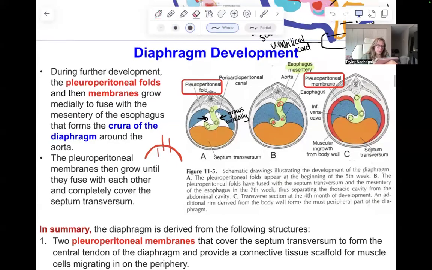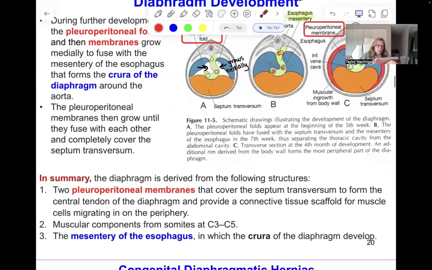So that's what this is saying. The diaphragm is fusing with the esophagus to form the crura of the diaphragm. The pleuroperitoneal membranes then grow until they fuse with each other and completely cover the septum transversum.